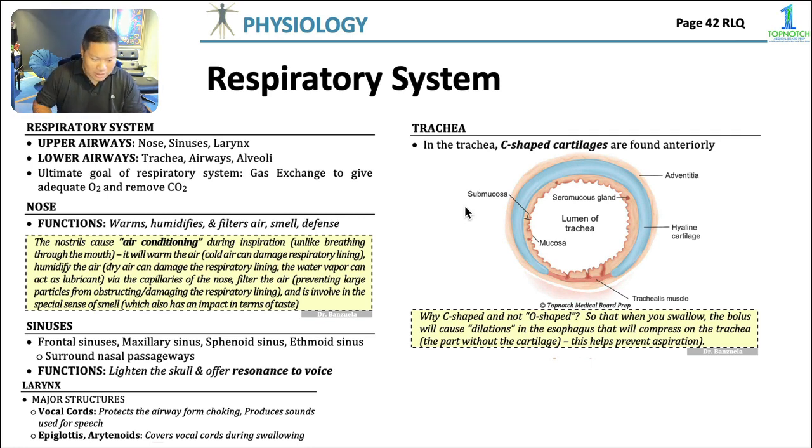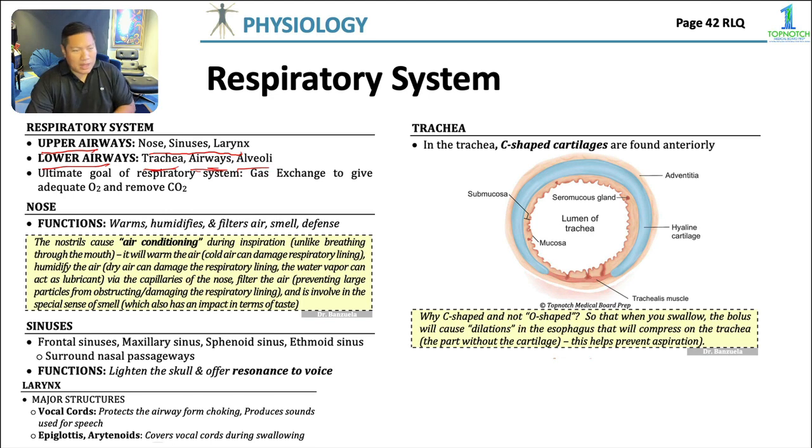So the respiratory system can actually be divided into just two portions: the upper airways and the lower airways. Okay? Previous board exam question, they ask about the trachea. Will you find the trachea as part of the upper airway or the lower airway? So the nose, sinuses, and larynx, upper airway yon. The trachea, okay, the bronchi, bronchioles, and the alveoli, lower airways na yon.